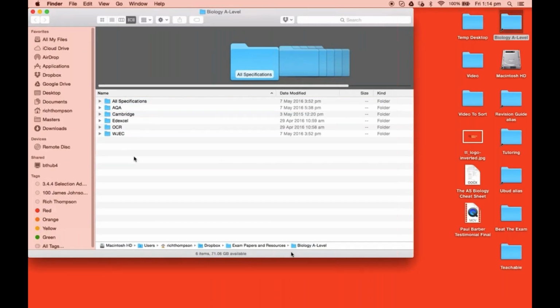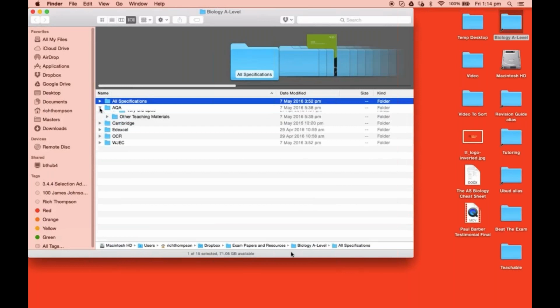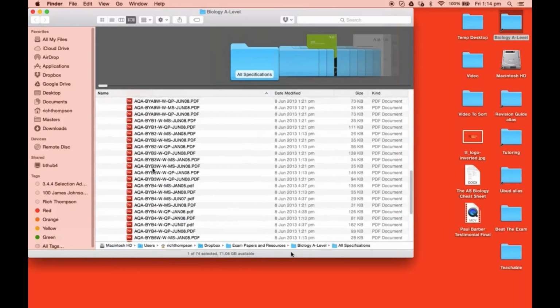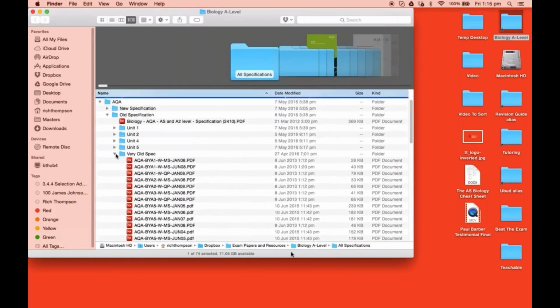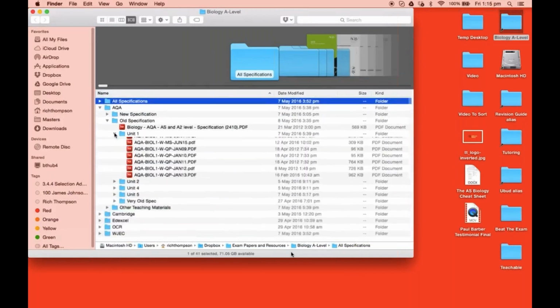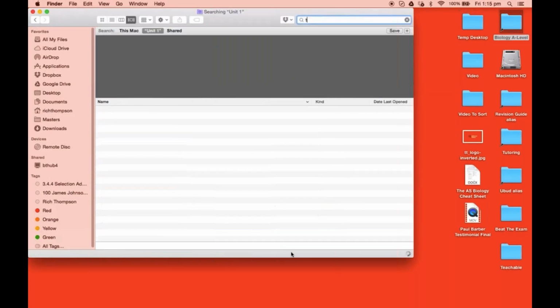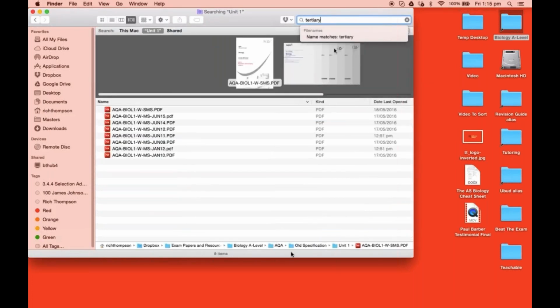These are all the exam boards out there, well, all the common ones anyway. I'm going to use, for this particular example, AQA, just to show I've got all the exam board papers ever. So I've done lots of exams, lots of times. I'm going to use Unit 1 for this example because it's the most similar to the course that you're doing now. Let's take tertiary. Tertiary structure.